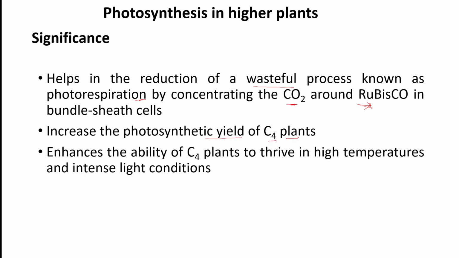So there is a reduction of the photorespiration, which leads to the increase in the photosynthetic yield of the C4 plants. This C4 cycle also enhances the ability of the C4 plants to thrive in high temperature and intense light conditions. What happens in intense light conditions? The stomata remain closed, so there is no loss of water, there is less transpiration, and the plant is able to sustain itself in high temperature and intense light conditions.